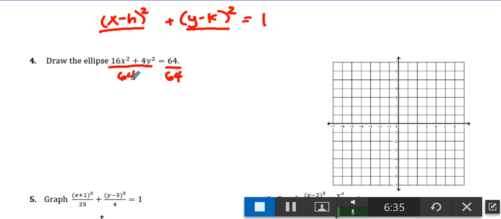And now I have 16 over 64, which simplifies to 1/4. So I get x squared over 4 plus 4y squared over 64. 4 over 64 is 1 over 16. So I have y squared over 16. And that's going to equal 1. All right, so because the 16 is larger than the 4, that's your a.